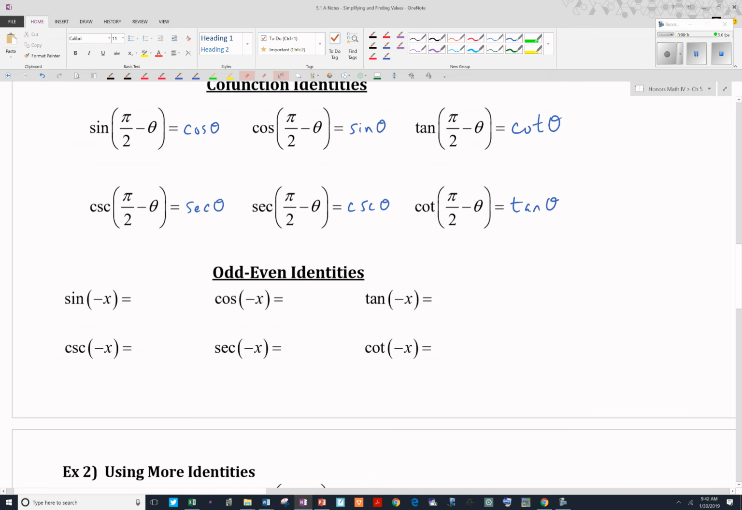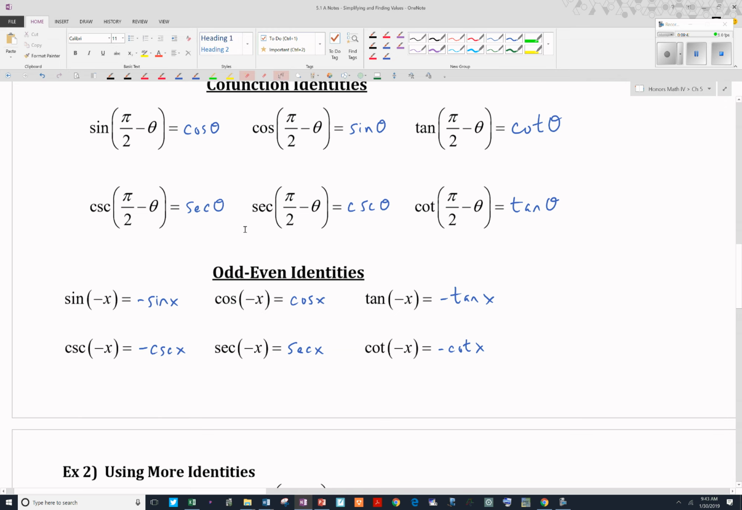All right, again, we're going to do the odd-even identities here. I'm going to pause it real quick and fill them out, and you can get them down. All right, these are the odd-even identities. I've also heard them referred to as the negative angle identities. Basically, I like this odd-even name because the reason why they are what they are is because some of these functions are odd and some of these functions are even.